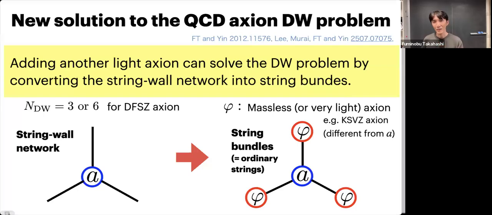And if the phi's are really massless, or more precisely speaking, some combination of phi_A remains massless, then these string bundles remain stable, and they should exist even in the present universe.